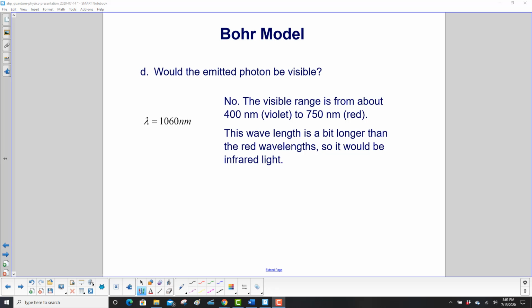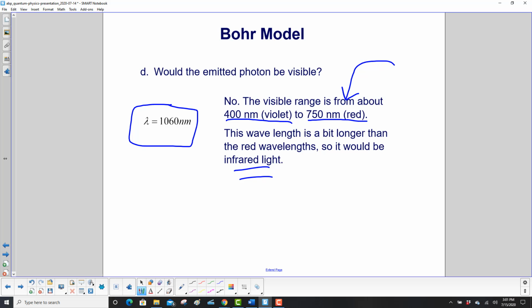Would the emitted photon be visible? There's no way we expect you to remember this, so you'd have to look up on a chart or in your homework or in a textbook. The visible range of light is about 400 nanometers, which is violet light, to 750 nanometers, which is red. This wavelength is a bit longer than the red, so it would be infrared light, which we can't see.